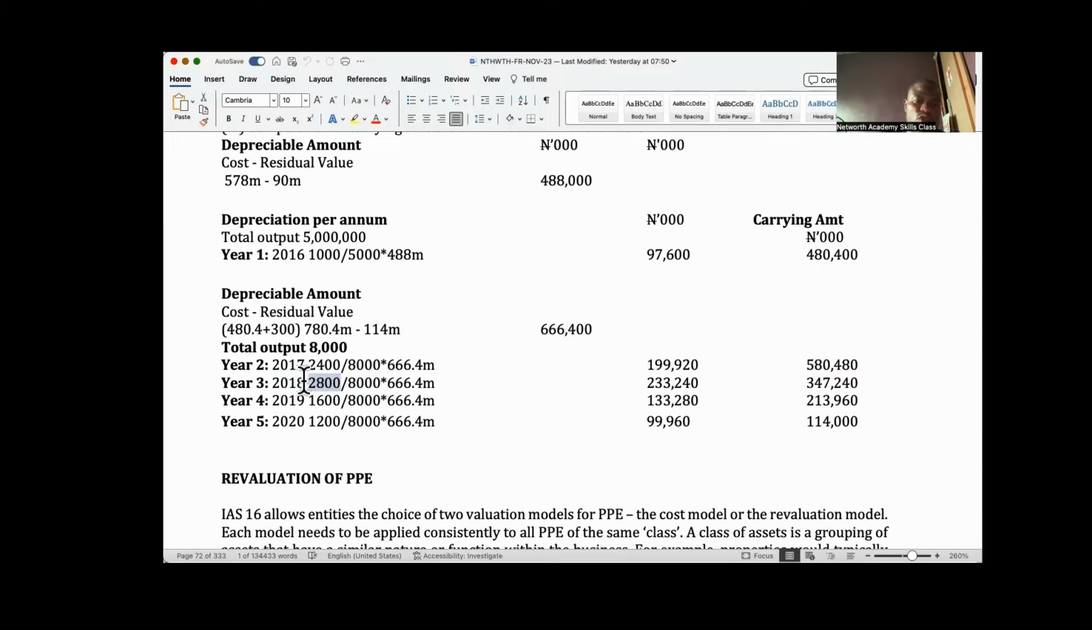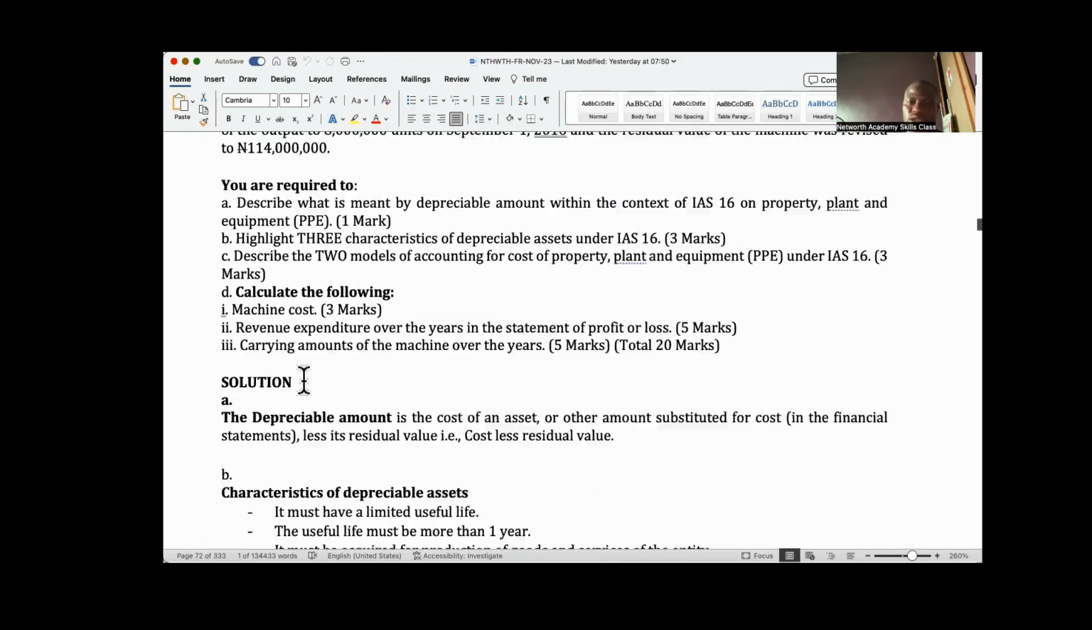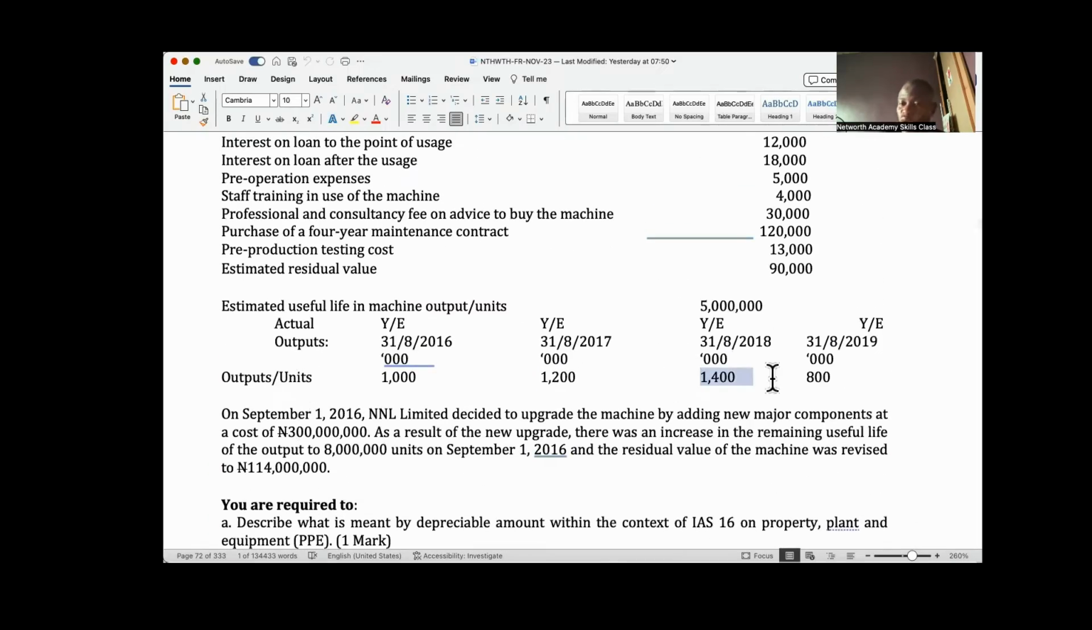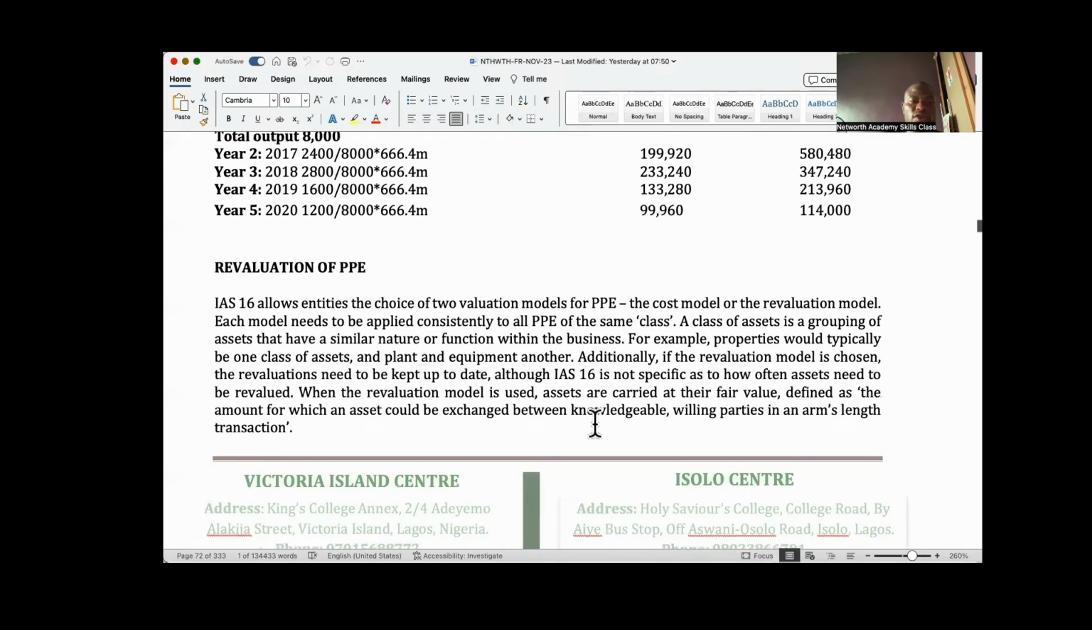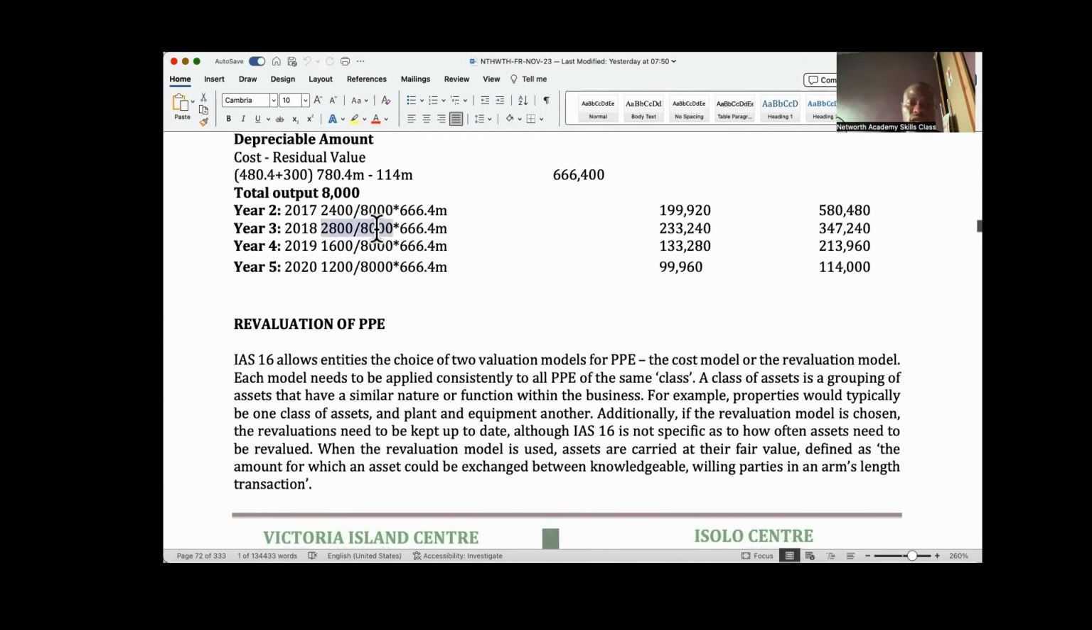In year three, my output is 2,800, which I also doubled from the output in the question. It was 1,400. I doubled it also because my output has doubled. So 1,400 doubled to 2,800, divided by 8,000, multiplied by the depreciable amount. That gives me 233,120. By the time I take the carrying amount from the previous year minus depreciation for the current year, that gives me my carrying amount for this current year.